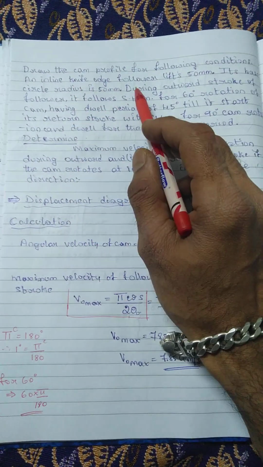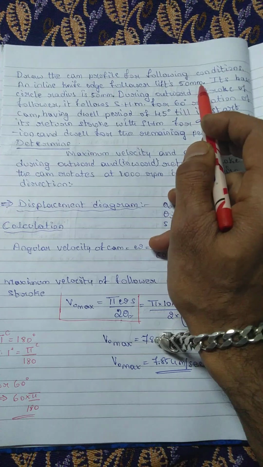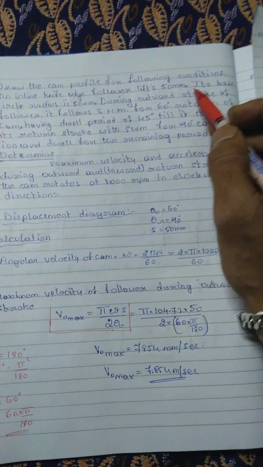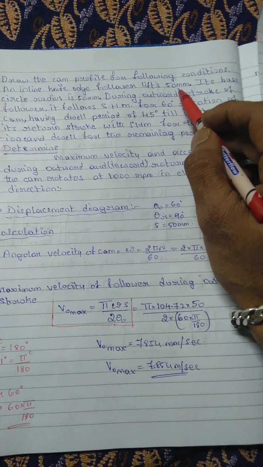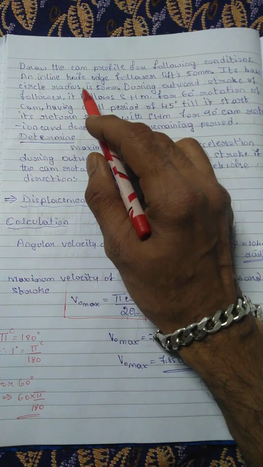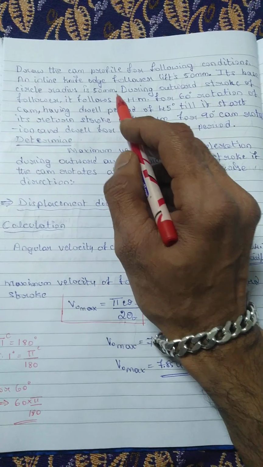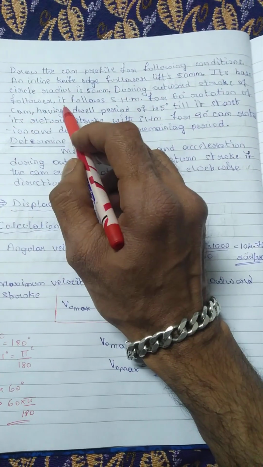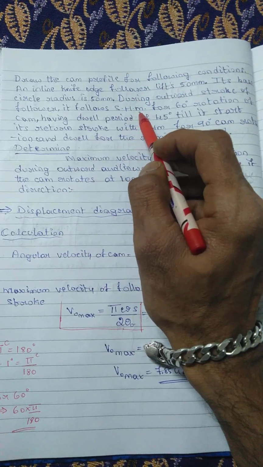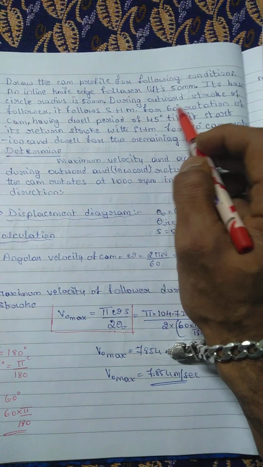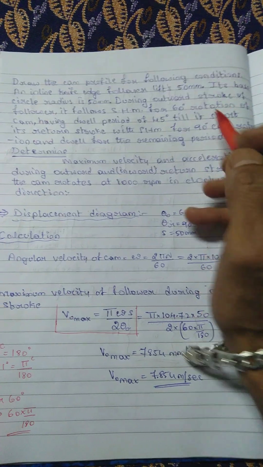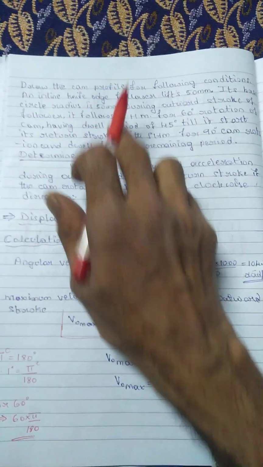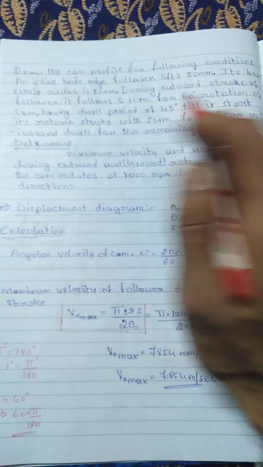An inline knife edge follower lifts 50 mm. See, the follower used here is knife edge. The lift is given as 50 mm. Its base circle radius is 50 mm. During the outward stroke of the follower, it follows simple harmonic motion for 60-degree rotation. Outward stroke means lifting, that is up. The follower raises up.